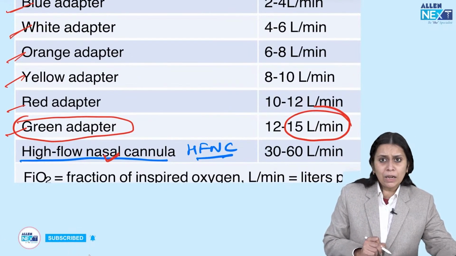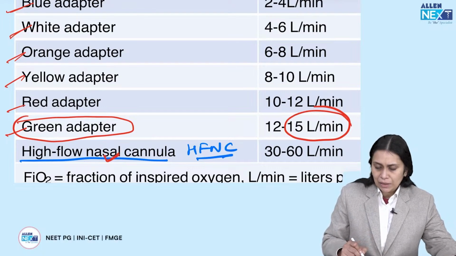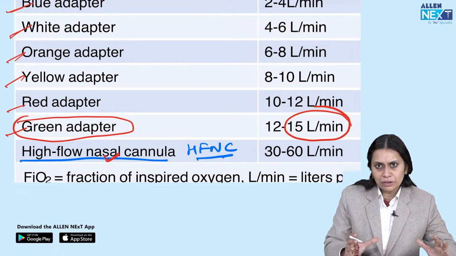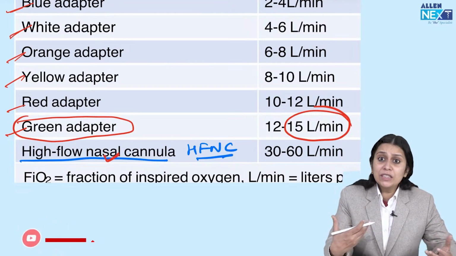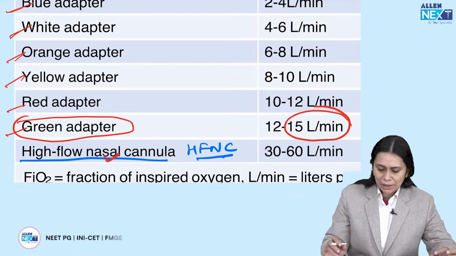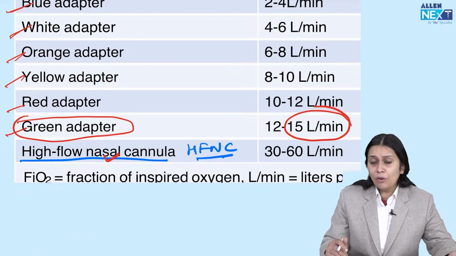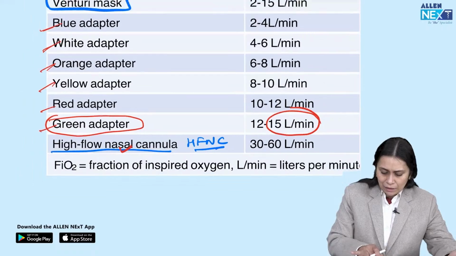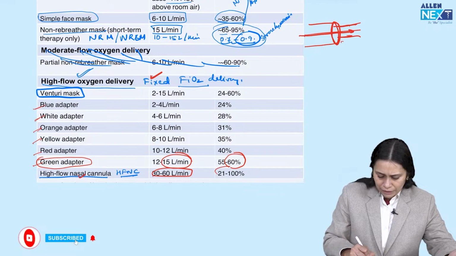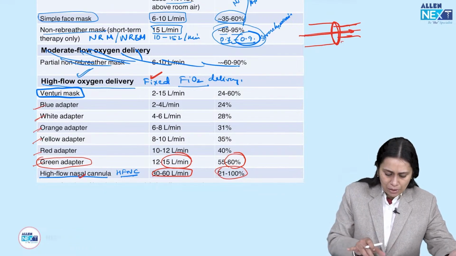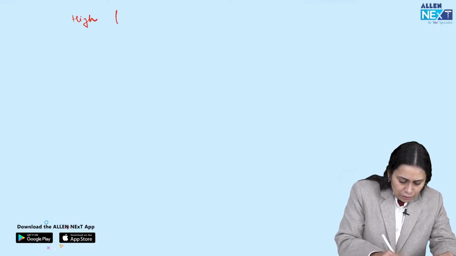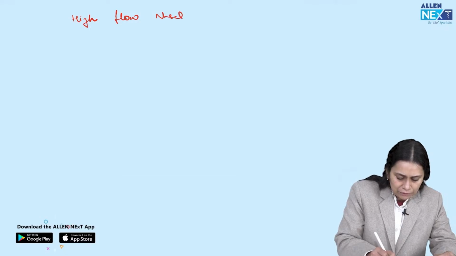Now, it is different from the conventional nasal cannula. In HFNC, there is a blender in which oxygen and air mix in a fixed concentration, which is set by us, and then it is heated and humidified, and with a high flow it goes to the patient. Okay, so it's a high flow nasal cannula, HFNC. The flow which we keep is 30 to 60 liters per minute and it can achieve an FiO2 of 21 to 100%.